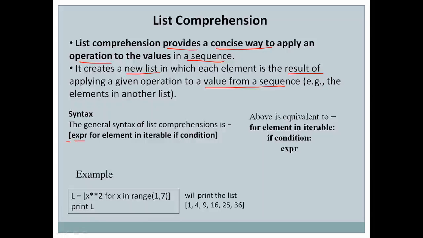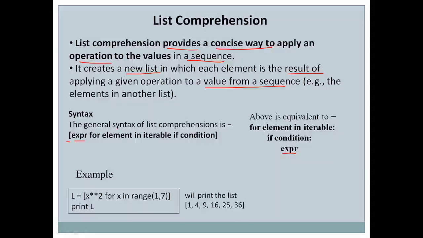And we have an equivalent code here. So the equivalent code for list comprehension is: for element in iterable, and in for we may have a condition, if condition, and expression. The same thing can be written by using list comprehension in one line.